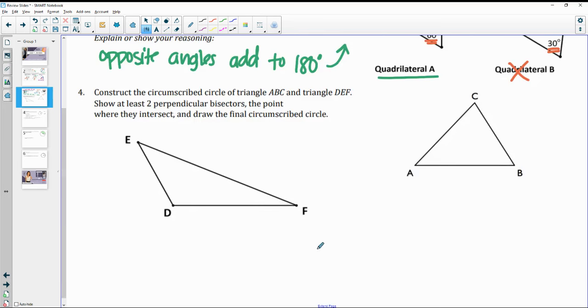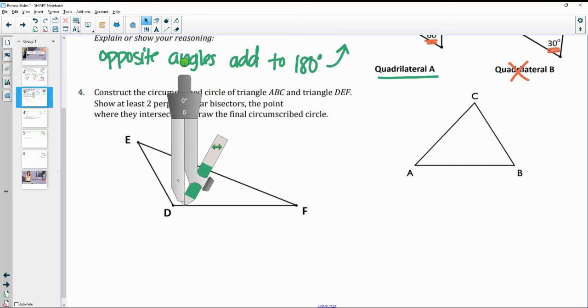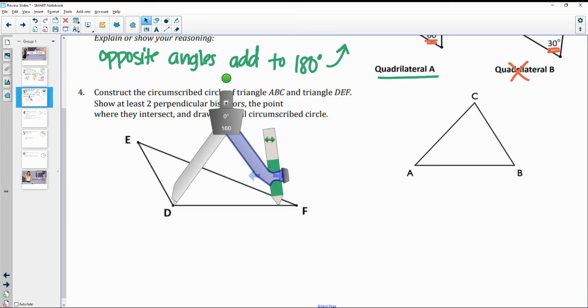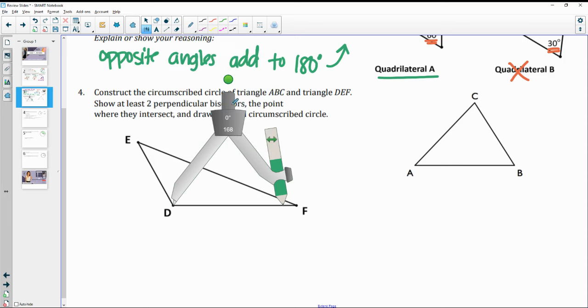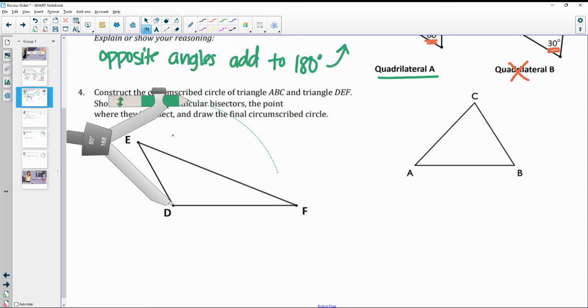Number 4, construct a circumscribed circle around triangle ABC and DEF. Show at least 2 perpendicular bisectors, the point where they intersect, and draw the circumscribed circle. So you'll need your compass for this, and you'll open to any of the 2 sides that you want to, because you're just going to create a perpendicular bisector of 2 sides. I'm going to open up for this DF. You just need to be open to wider than halfway. And I'm going to make these marks small so we don't get so confused on our drawing.